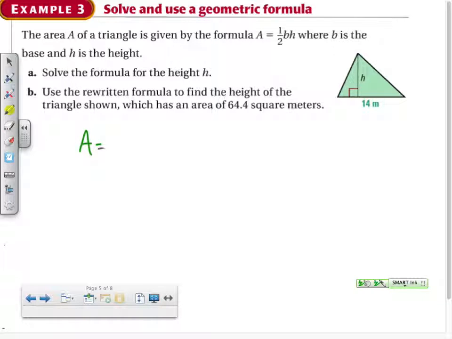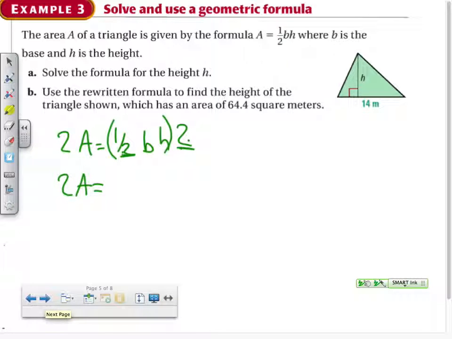A equals 1/2 base times height. I like to deal with the fractions first. I know a lot of kids your age are uncomfortable with fractions, so I'm going to get rid of the fractions by multiplying by the denominator. Multiply both sides by 2. We got 2a equals 1/2 of 2, multiply the numbers together. They cancel off. 2a equals base times height. And we're solving for height, so we'll divide by base. The height of the triangle is twice the area divided by the base.